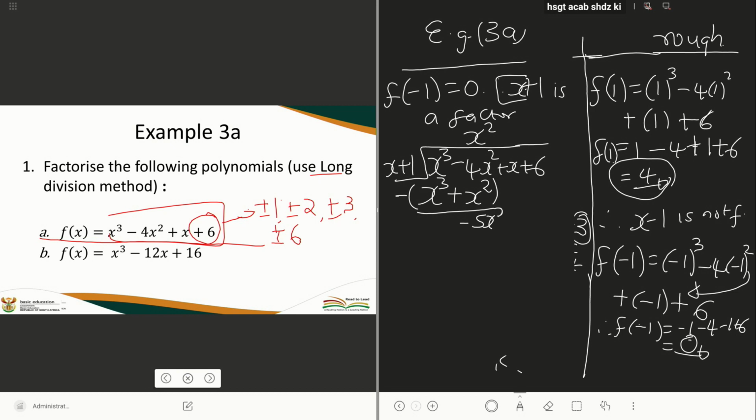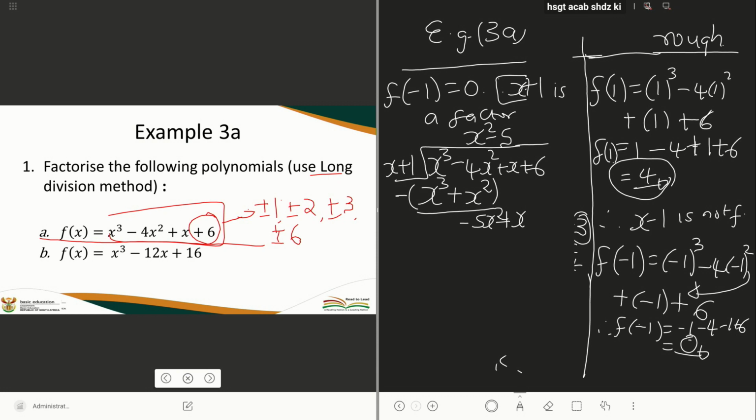Guys, remember to align your terms together. And then you bring down the next term, which is positive x. What do you do? You start the process again. You say x into minus 5x goes how many times? Negative 5.